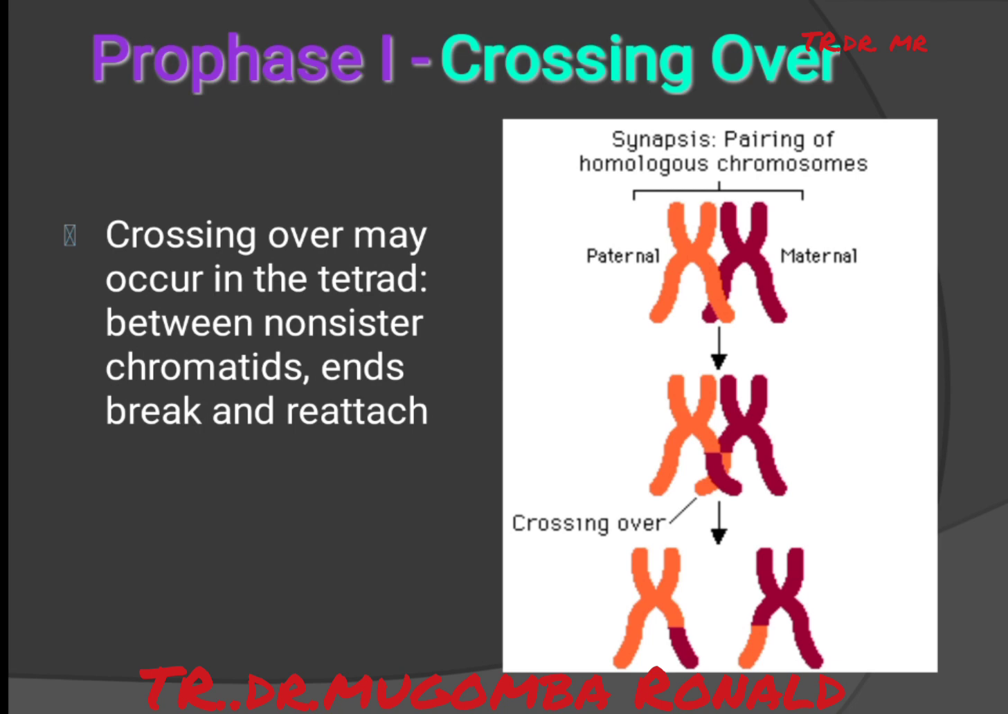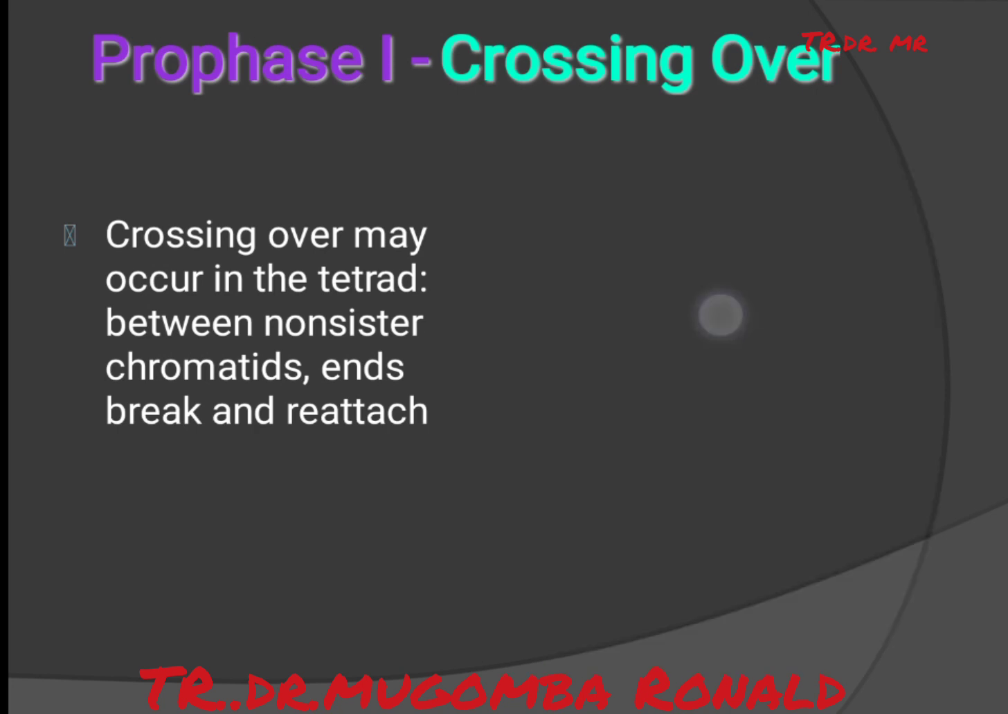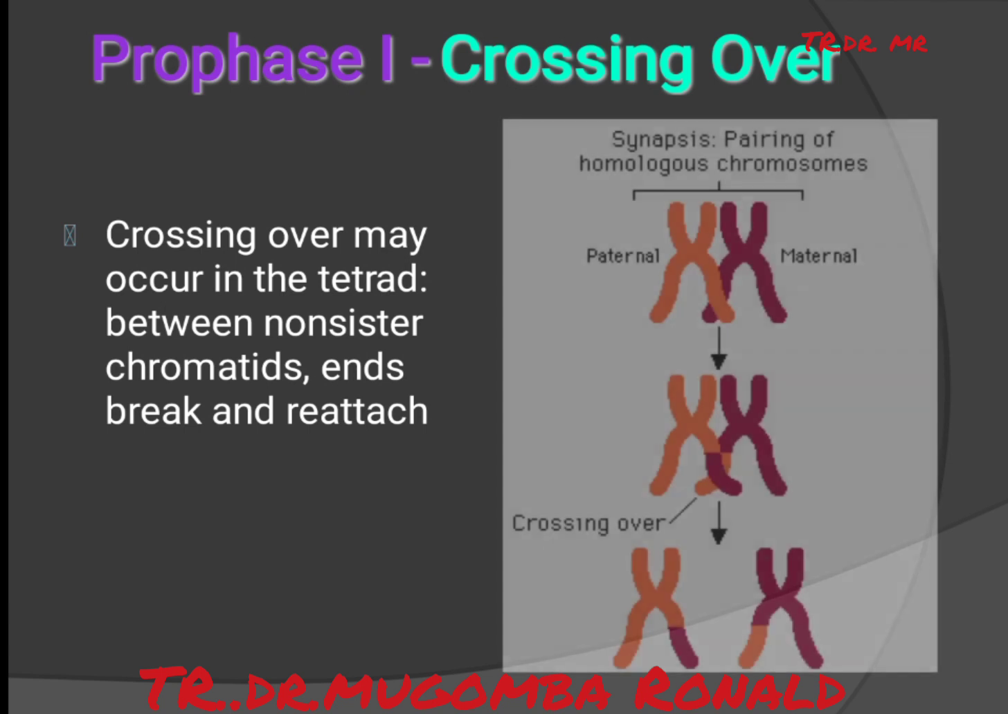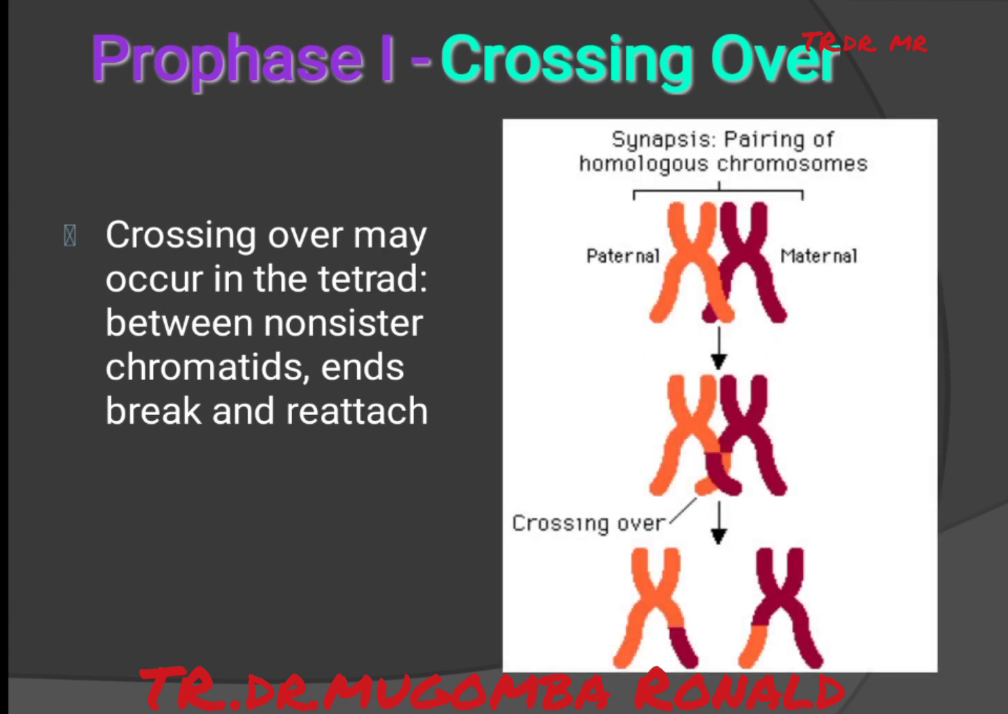So during crossing over, we usually see exchange of genetic materials. Exchange of genetic materials which happens in the non-sister chromatids. Why is it non-sister chromatids? Simply because the non-sister chromatids are coming from different chromosomes, one from the paternal and one from the maternal side. So they usually break and then rejoin, then break and rejoin. As they break and rejoin, we see genetic mixing up. So we come up with new gene combinations as a result of crossing over.